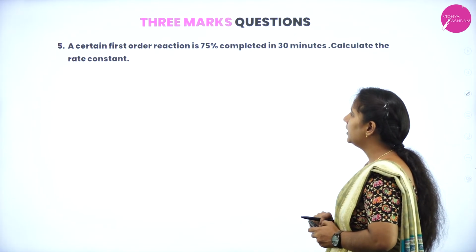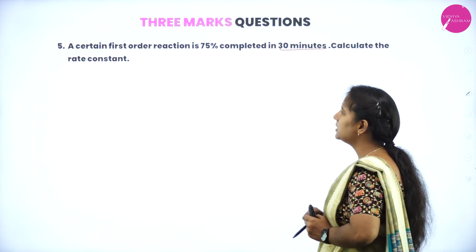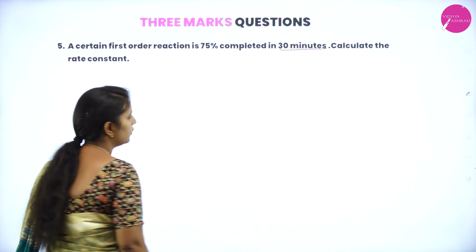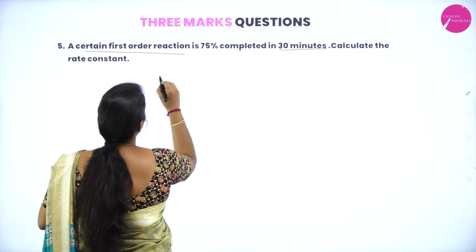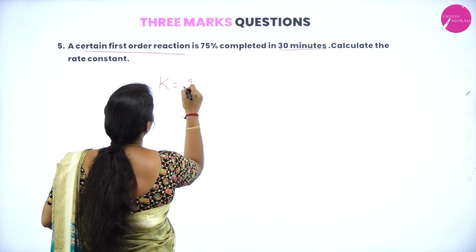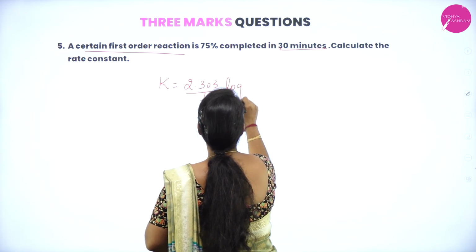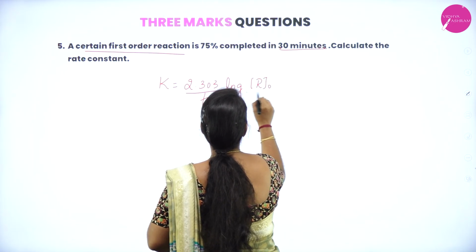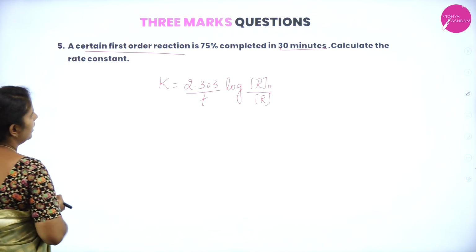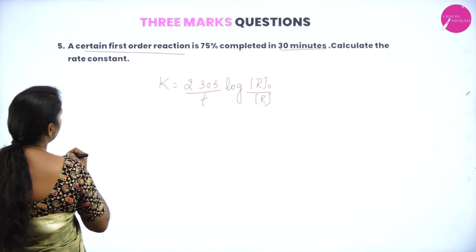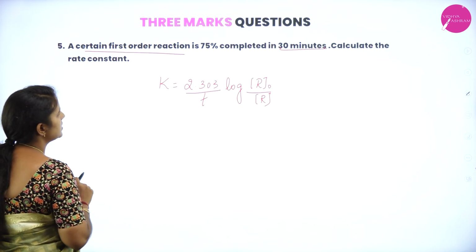Next, a certain first order reaction is 75% completed in 30 minutes. Calculate the rate constant. We all know that it is a first order reaction, so the integrated rate equation is K is equal to 2.303 by t into log of the concentration R0 divided by R. And what does it mean that the first order reaction is 75% completed? Here they have given that the first order reaction is 75% completed.